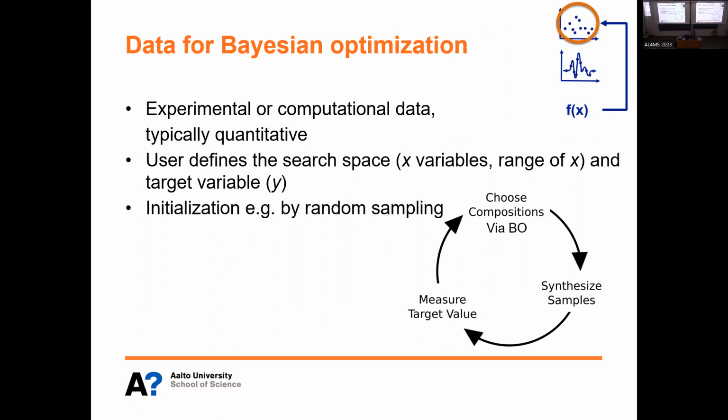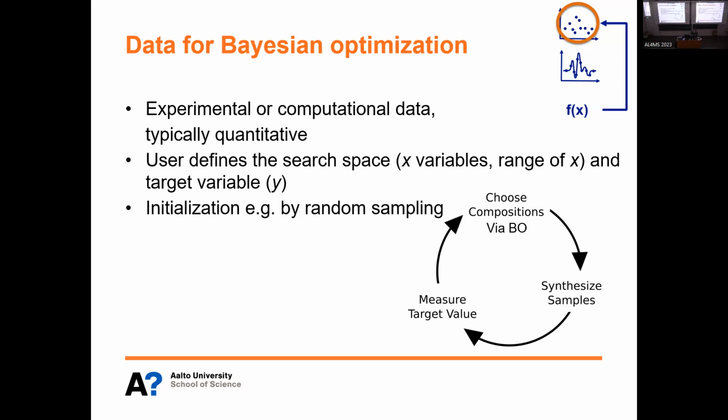So if you think about this active learning cycle for Bayesian optimization, for the data step we could have, like I said, experimental or computational data, and in the typical implementation, it's quantitative data. You have implementations also for, for example, categorical data, but it's not as straightforward. And here, one of the big differences is that in regression, you already have the X data, so you have some defined search space or input space there.